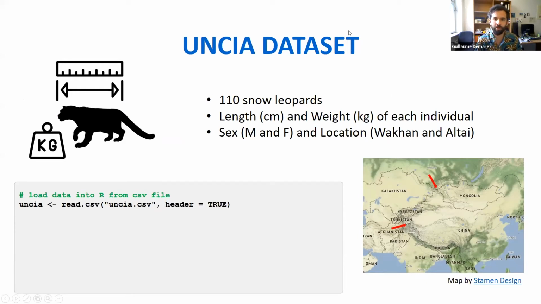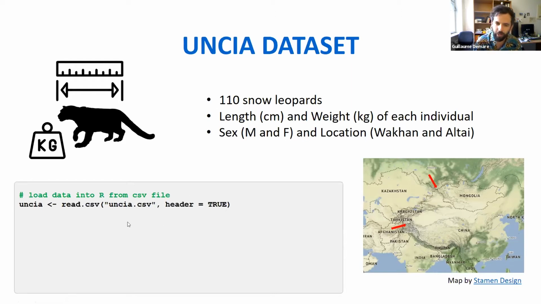It has 110 snow leopards, and it has measures of length, which is essentially just from the snout to the base of the tail in centimeters. It also has another column called weight in kgs. For each of these individuals, there are also 2 extra variables. It tells me whether each leopard is male or female, and the location. I put a map so you can get an idea where these locations are.